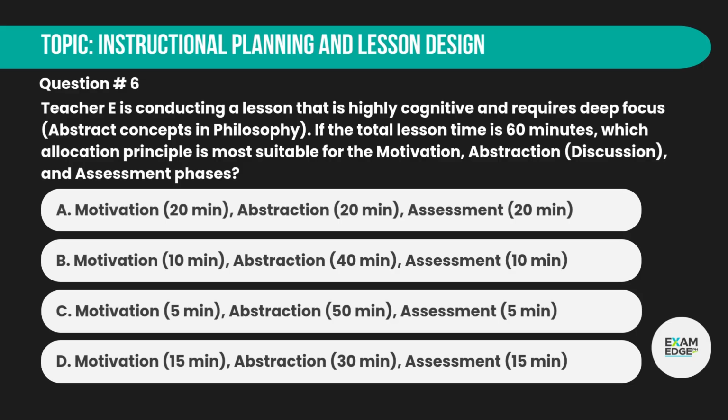Question number 6. Teacher E is conducting a lesson that is highly cognitive and requires deep focus, abstract concepts in philosophy. If the total lesson time is 60 minutes, which allocation principle is most suitable for the motivation, abstraction, discussion, and assessment phases? A. Motivation, 20 minutes, abstraction, 20 minutes, assessment, 20 minutes. B. Motivation, 10 minutes, abstraction, 40 minutes, assessment, 10 minutes. C. Motivation, 5 minutes, abstraction, 50 minutes, assessment, 5 minutes. D. Motivation, 15 minutes, abstraction, 30 minutes, assessment, 15 minutes.